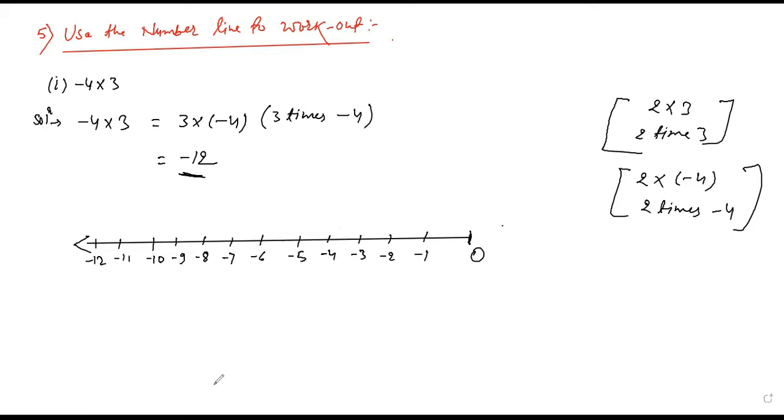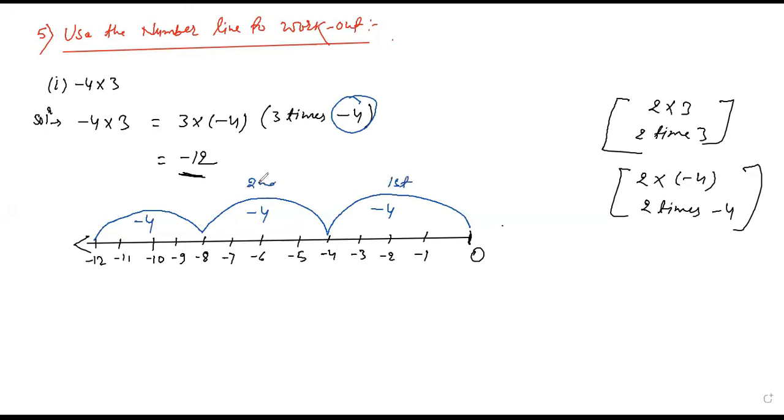Now minus 12, but 3 times minus 4 means this minus 4 unit will be jumped 3 times. From 0 to minus 4, 1 time. Again minus 4 to minus 8, second time. Again minus 8 to minus 12, third time. Every time we are jumping 4 units. So this is minus 4, this is minus 4, and this is also minus 4. This is the first time, the second time, and the third time. This is the number line representation.